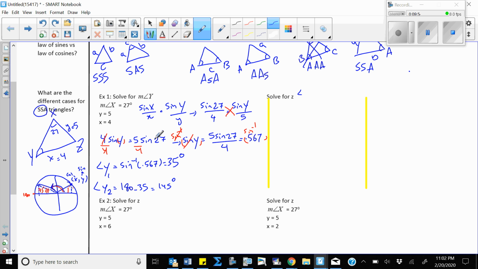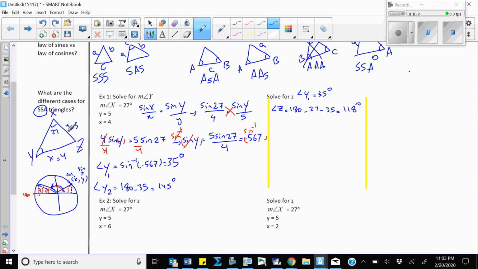If I consider the first case, which is y1 equal to 35 degrees, then angle z will be equal to 180 minus angle X, which was 27, minus this 35. This will be equal to 118. So angle Z will be 118.